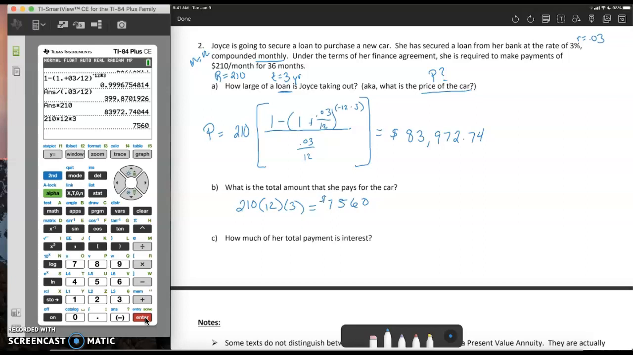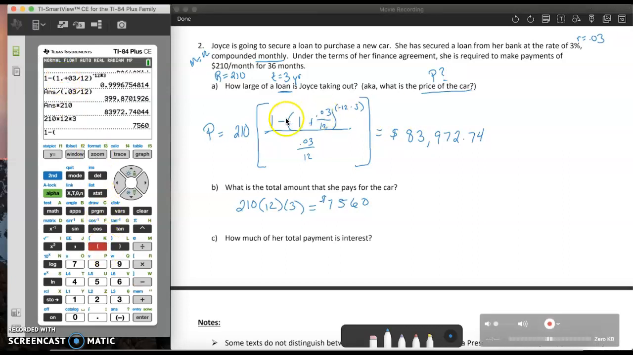So let's see. 1 minus, just trying to double check here. Her rate is 0.03 over 12 to the negative 12 times 3. I'm going to retry that. Oh, I think I see. I think I had something. I forgot a parenthesis right up here in my work. I can now see what went wrong up there.